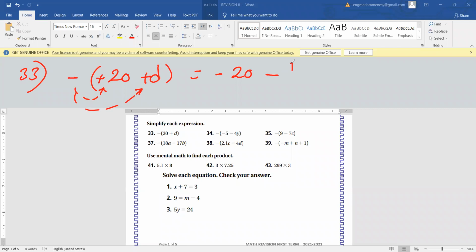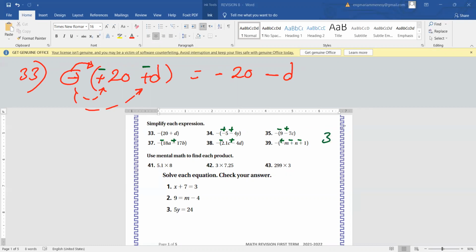Negative 20, negative d. If you have any negative sign multiplying into parentheses, replace all signs inside the parentheses with the opposite. Positive will be negative. Then write negative 20, negative d. Here replace: this positive will be negative, negative will be positive. Here positive will be negative, negative will be positive. Positive will be negative. Easy, yeah? And rewrite it again.